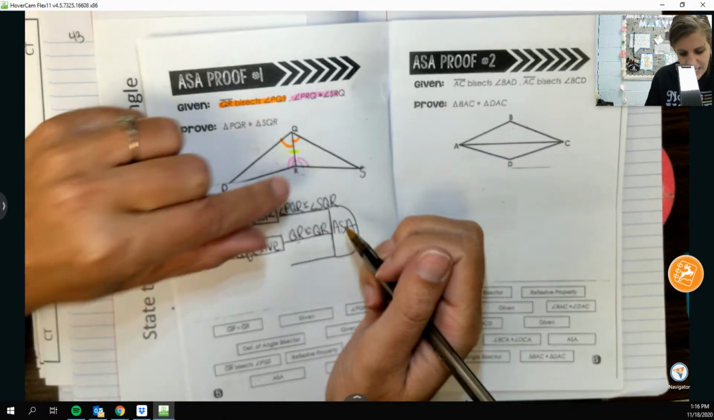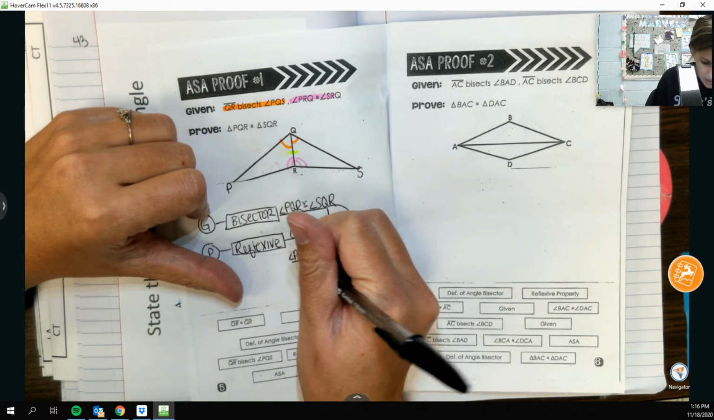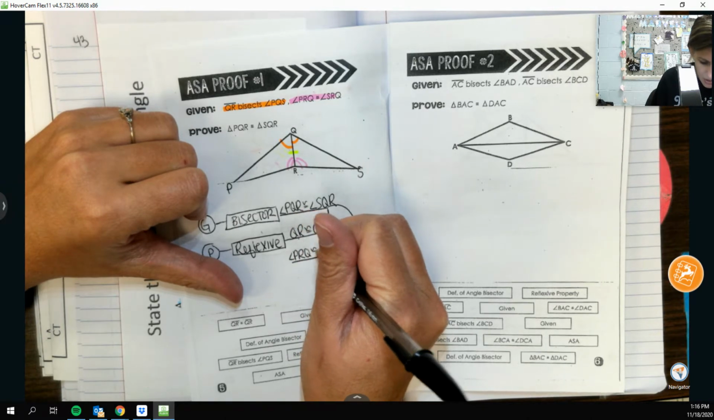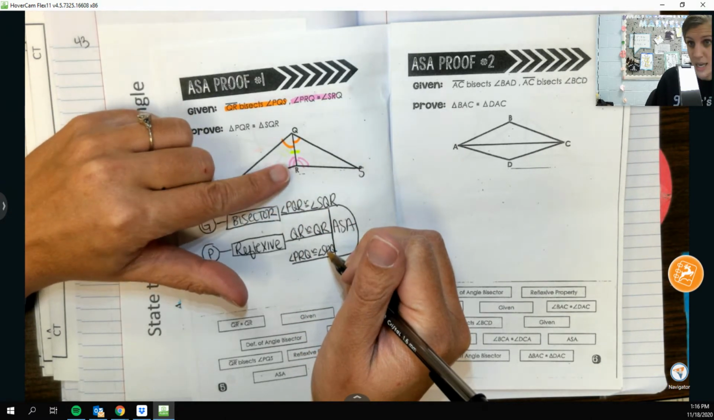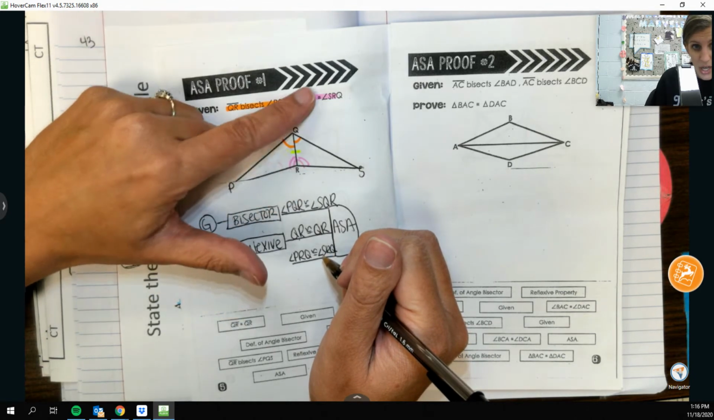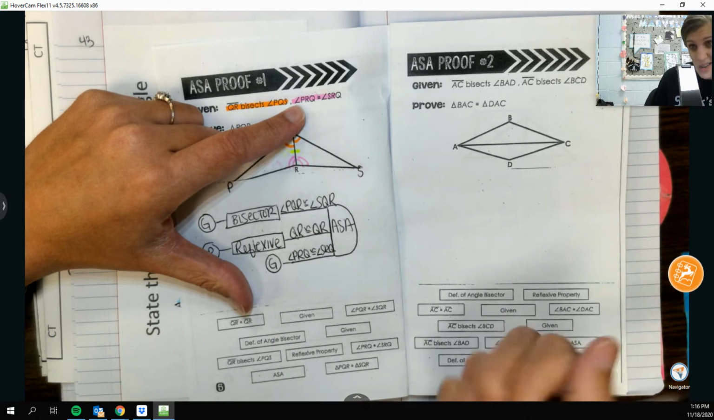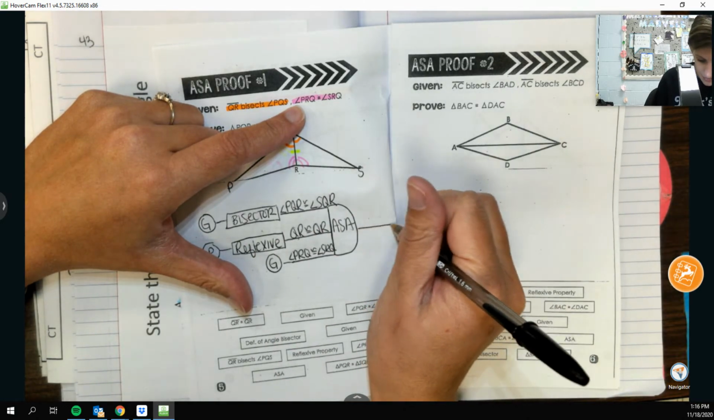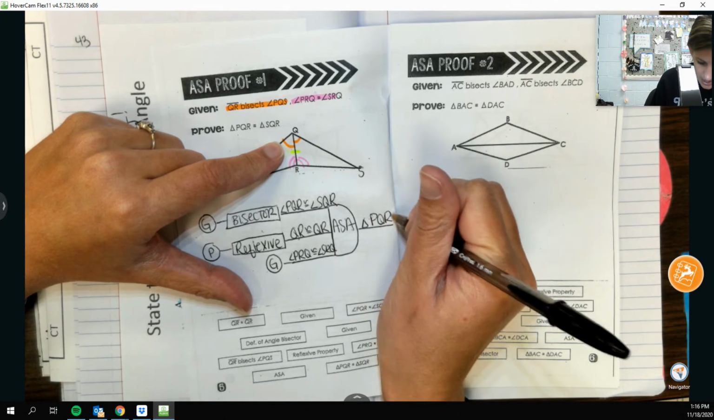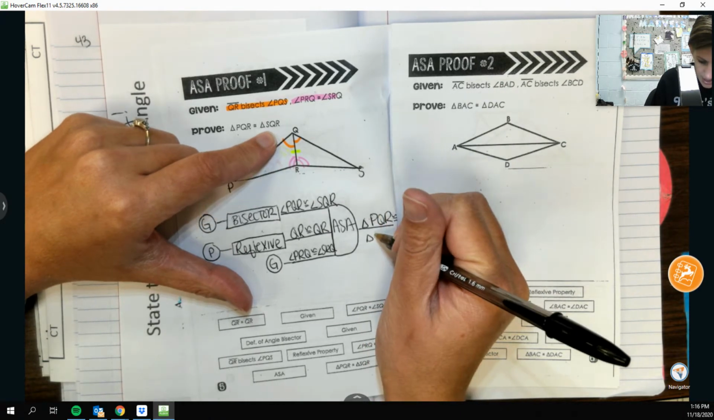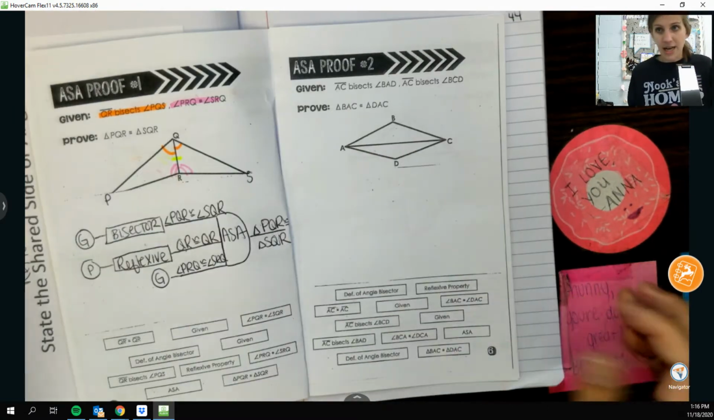And then lastly, my other angle was that angle PRQ was congruent to angle SRQ, the pink angles here. And I knew so because they told me so. There's no other reason. It was just given to me. So that's nice. So we can say that triangle PQR is congruent to triangle SQR. On to the next.